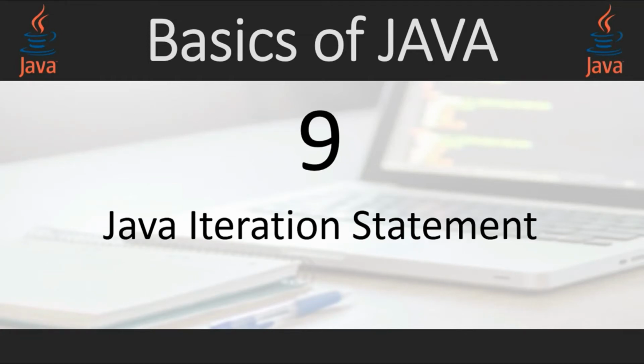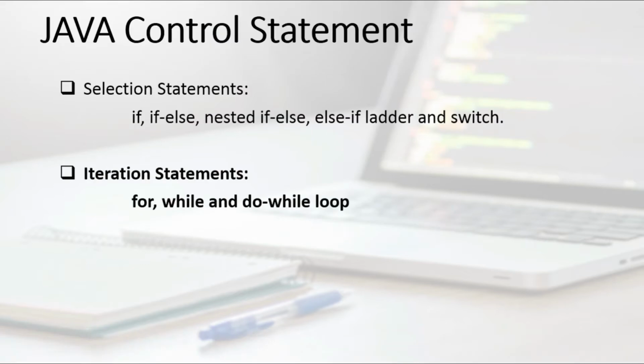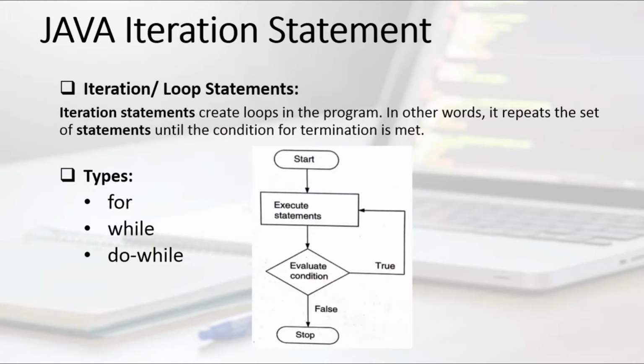Now the second part of the control statement is the iteration statement. The iteration statement is also known as a looping statement. Looping structures are used when a group of statements is to be executed repeatedly until a condition is true or until a condition is false.